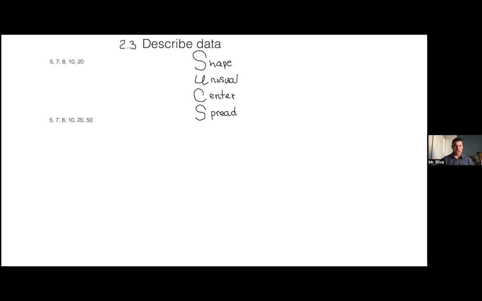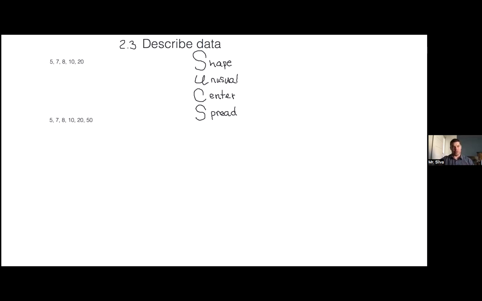So you're getting a bunch of numbers. And I have two data sets right here. Okay, just examples of an odd data set and an even data set. If you have two different data sets, tell me the shape of that data, tell me the center, are there any unusual points, and the spread. Okay, that's describing data.